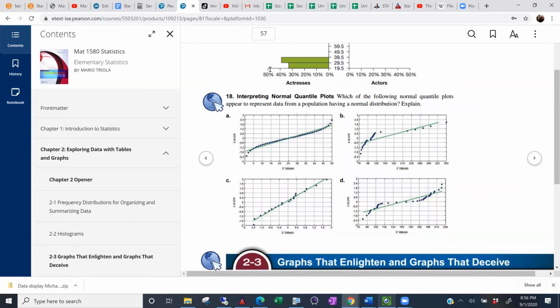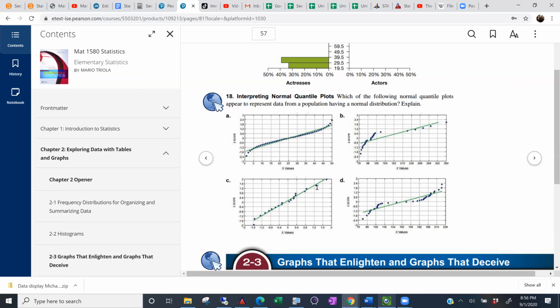And look at problem number 18. And let me ask you, which one of these look like they're normal? Let's start with A. Would you guess this comes from a normal distribution or not? No. Because it's got that systematic pattern that we're not really looking to see in our quantile plots. How about B? No. Nope. C? Yes. All right, good. Yeah, I'd agree with you on C as well.